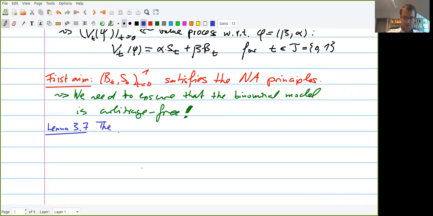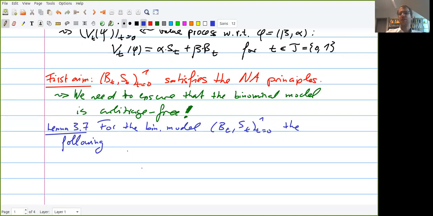So what we consider is the binomial model, and we are talking here about the one-step market, so 0, 1. We observe the following equivalent conditions. So we get an equivalent characterization when this binomial model is indeed arbitrage free.